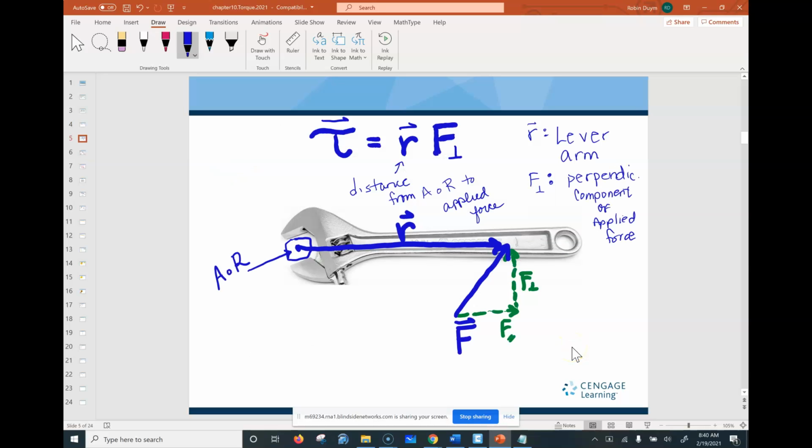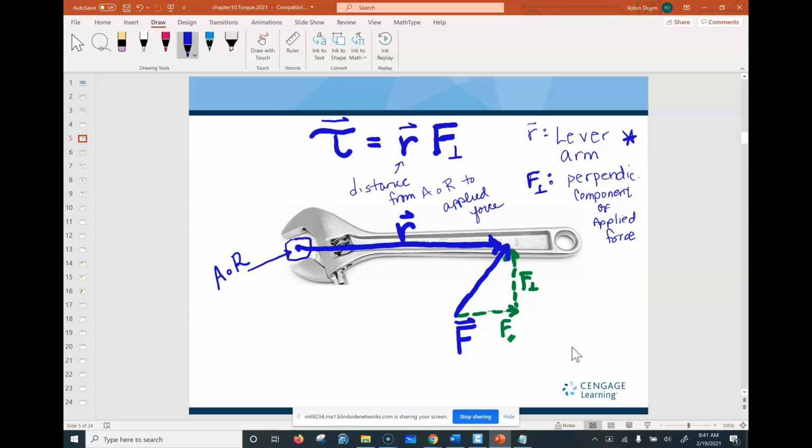We have a couple things that we want to know. We have a vector from the axis of rotation that we draw right from that directly to where the force is applied. That is called your lever arm. So R is your lever arm, so that's the distance. F perpendicular, we're going to look at F perpendicular. That's going to be the perpendicular component of the applied force.